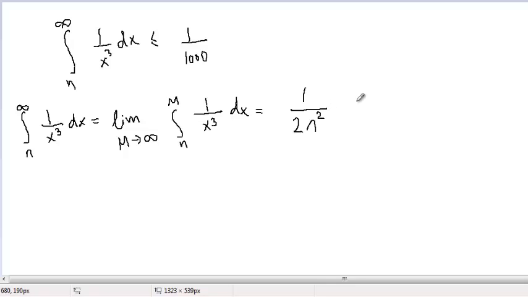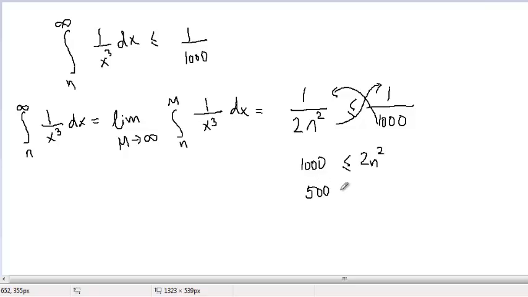And remember, I want to keep this improper integral less than 1 over 1000, right? So that means I want to choose n such that this inequality is true. So let's rewrite this inequality. Let's do cross multiplication. Let's take 1000 there and 2n squared there. That gives me 1000 has to be smaller than 2n squared, which means 500 should be smaller than n squared, right? So here, that means I have to choose n such that n squared should be more than 500.